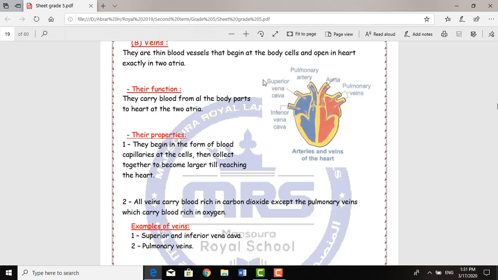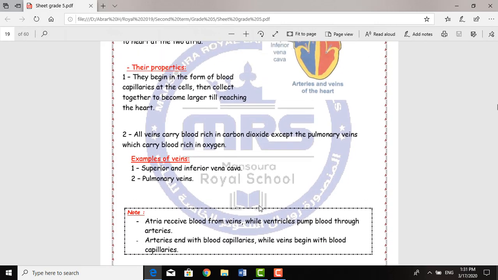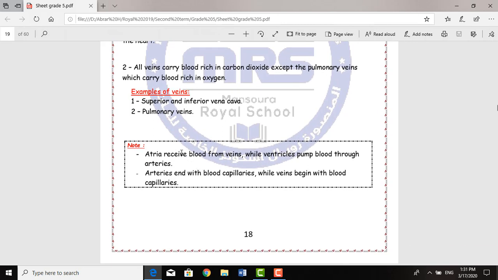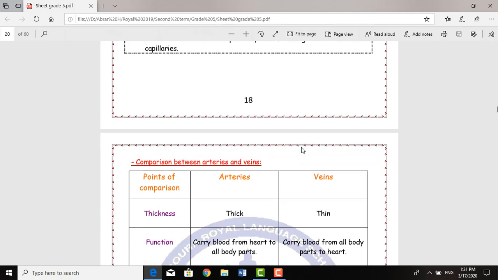So all the veins inside the body contain carbon dioxide except for pulmonary veins, which carry oxygen, and all the arteries inside the body contain oxygen except for the pulmonary artery, which carries carbon dioxide. In general, atria receive blood from veins while ventricles pump blood through arteries. And arteries end with blood capillaries while veins begin with blood capillaries.